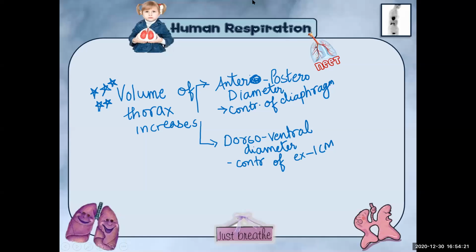Antero-posterior means from anterior to posterior. Dorsoventral means from dorsal side to ventral side. All right, completed. So we will quickly move on.